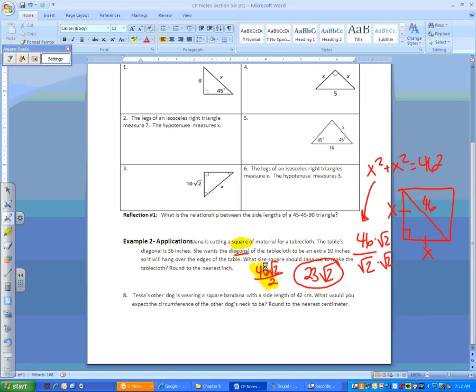It says round it to the nearest inch. It's totally fine if you keep your answer like that, but if you did it in terms of inches, that would be about 33 inches. So she'd need to cut her square tablecloth to be 33 inches each direction.